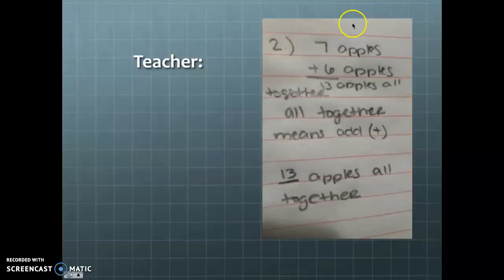I did the same thing. I have 7 apples plus 6 apples. Altogether, I came up with addition. I figured that meant to add, so 7 plus 6 equals 13. So there are 13 apples altogether.